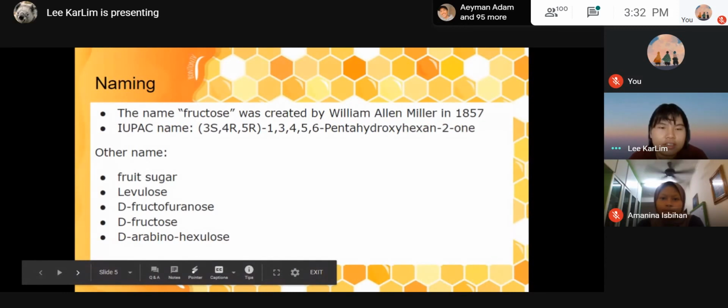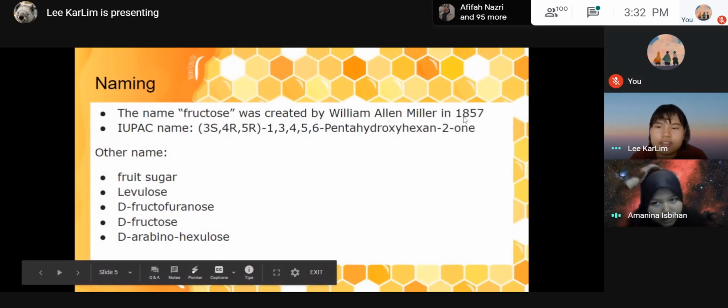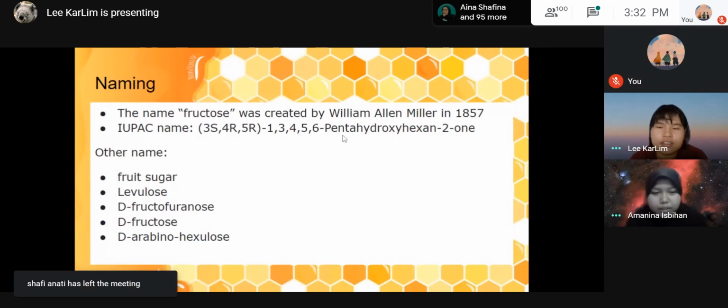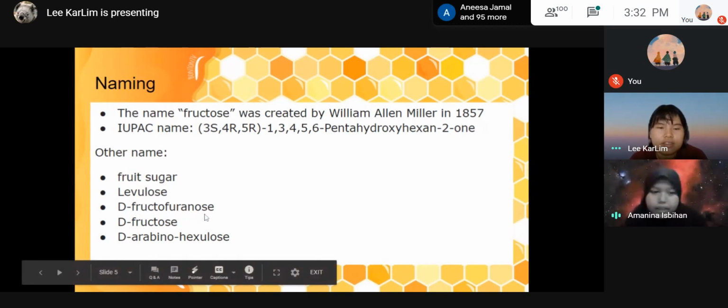Okay, next for the naming. The name fructose was first created by William Allen Miller in 1897, and the IUPAC name is (3S,4R,5R)-1,3,4,5,6-pentahydroxyhexan-2-one. The other names for fructose are fruit sugar, levulose, D-fructofuranose, D-fructose, and arabinohexulose. Okay, next.